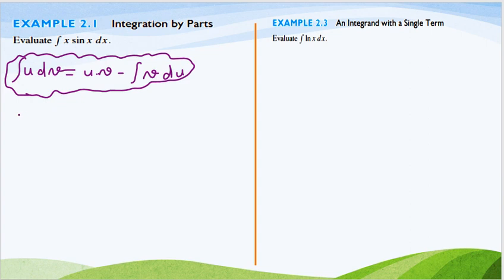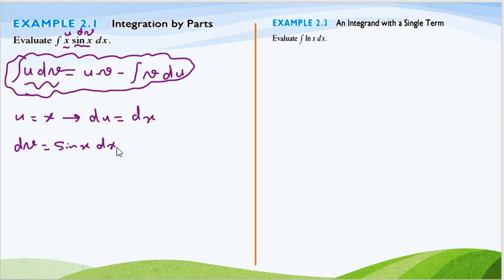Which u here? I can assume u equals x. Then du equals dx. dv is the rest of the integral in the form u dv, so dv is sine x dx. Then I can integrate both sides to find v, which is negative cosine x, ignoring the constant of integration.